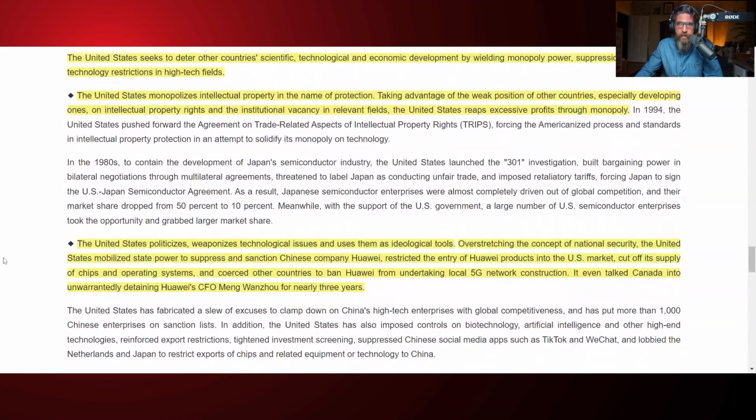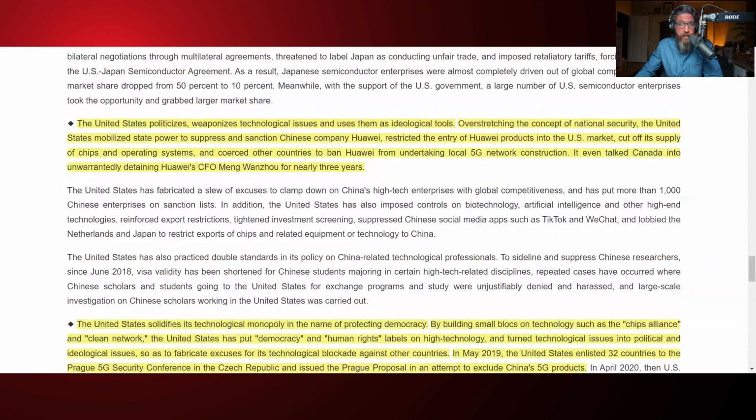Overstretching the concept of national security, the United States mobilizes state power to suppress and sanction Chinese company Huawei, restricted the entry of Huawei products into the US market, cut off its supply of chips and operating systems, and coerced other countries to ban Huawei from undertaking local 5G network construction. It even talked Canada into unwarrantedly detaining Huawei's CFO Meng Wanzhou for nearly 3 years.